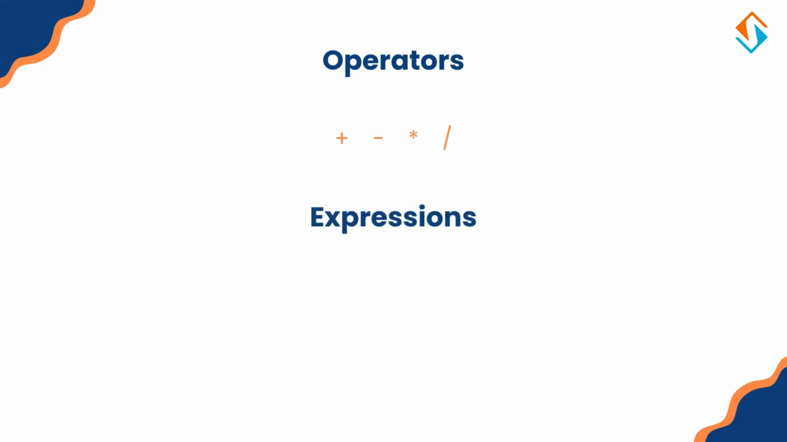Expressions are combinations of variables, values, and operators that evaluate to a result. For example, 3 plus 5 is an expression, and its result is 8. Simple, right? Now C++ has several types of operators. Let me show you the most important ones.